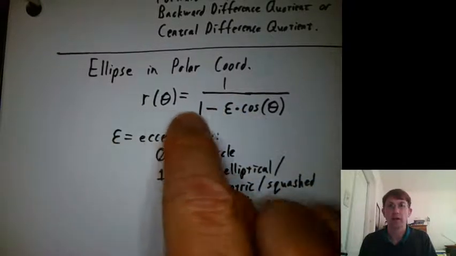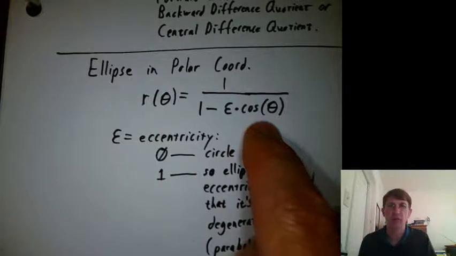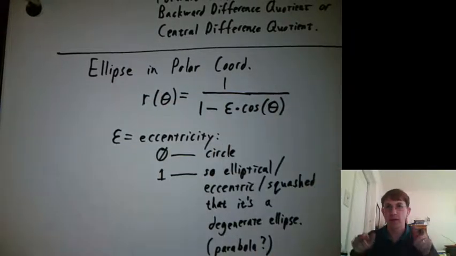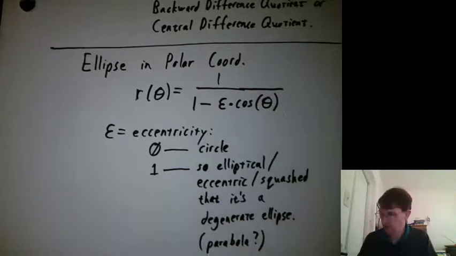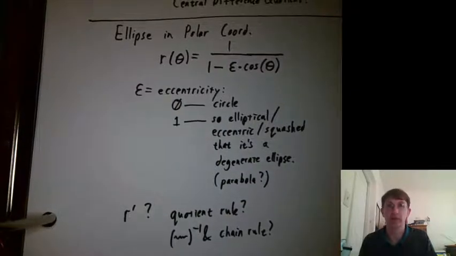How would we take r prime here? Well, we could use the quotient rule, or we could say it's the denominator to the -1 power and then use the power rule and chain rule. Or we could go practice our spreadsheet skills and do forward difference and backward difference quotients. So let's go do that all in Excel.